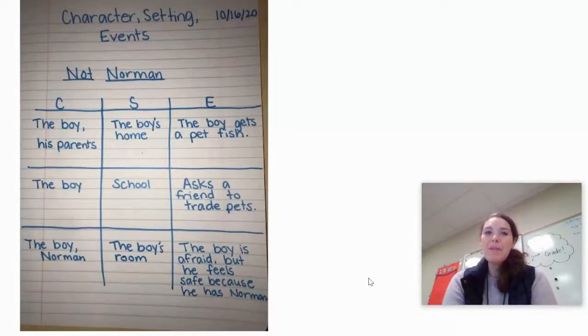So it's important that we remember at the beginning of the story, the boy did not want to keep Norman. He was trying to get rid of him. He wanted a different pet, a pet that could run and fetch and play, not a fish. But by the end of the story, the boy started to appreciate Norman and realized that he was always there for him. So remember to pause this video while you finish filling in your character, setting, and events chart in your composition notebook. At the end of this video down below, you will find a finished copy of my work in case you need to see it again.